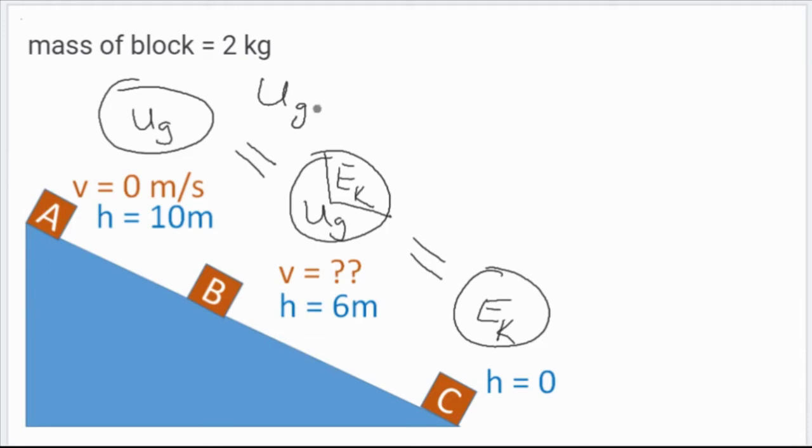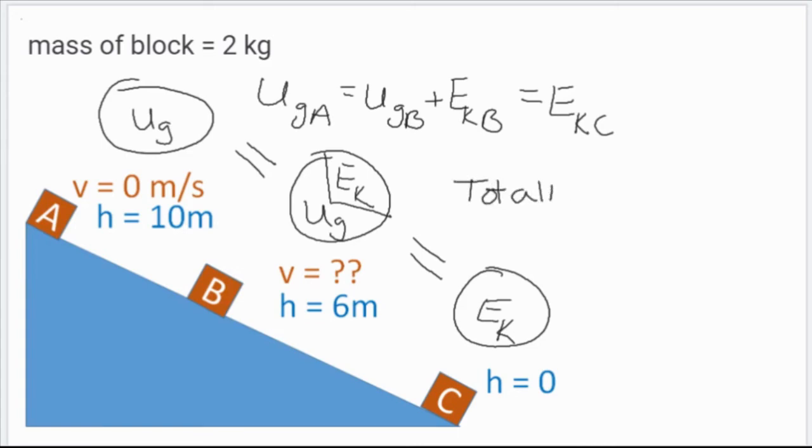The gravitational energy at point A will be equal to the gravitational energy at point B plus the kinetic energy at point B. And that will also be equal to the kinetic energy at point C. To find the total energy of our system, we can use any one of these 3 expressions. Since we know the most about point A, we will start there to calculate the total energy.